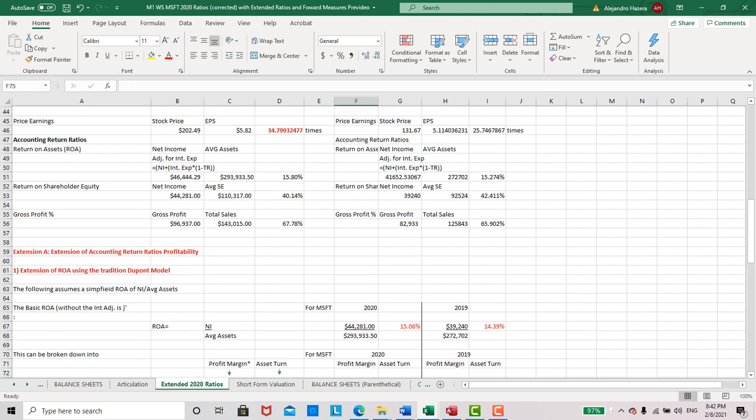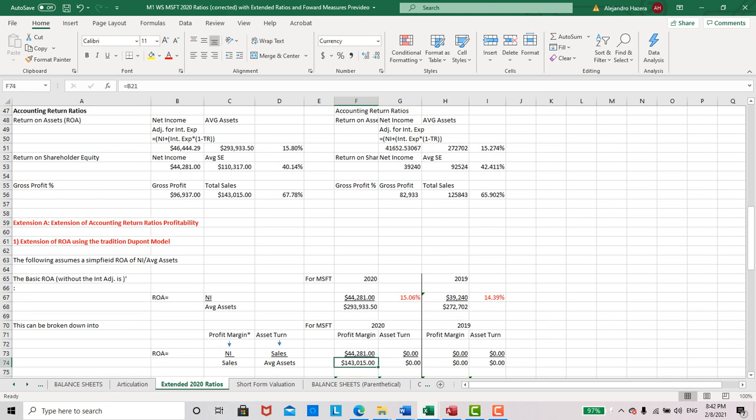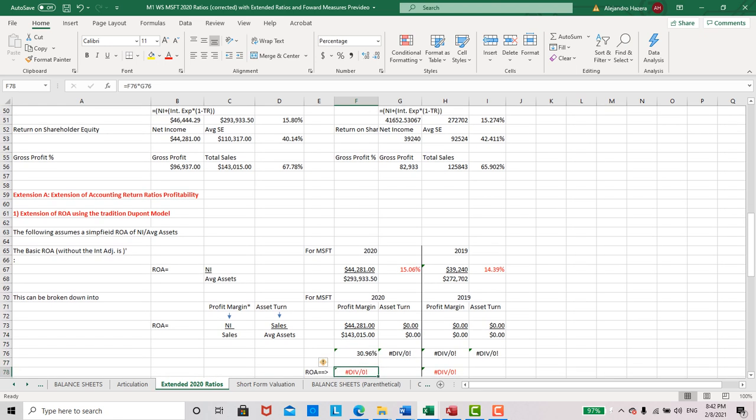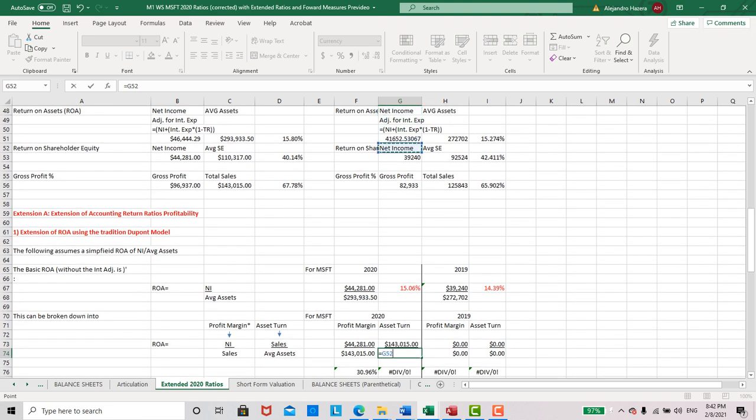Just take it from accounts receivable turnover. Those are your total sales. Okay, so your profit margin was 30.96%, and your asset turnover is sales, which is just that number right there, divided by your average assets, which we know is this number right here. We're just breaking down the same number.